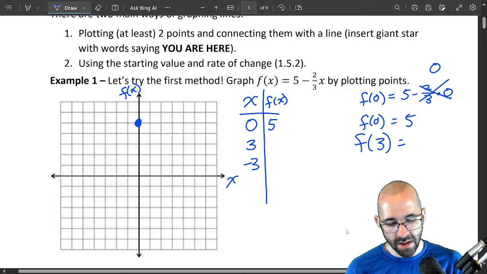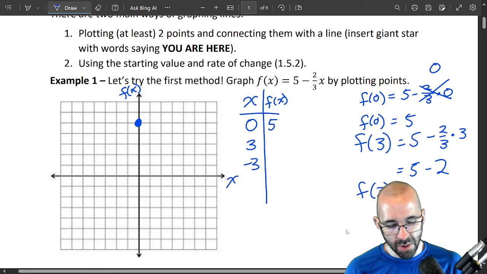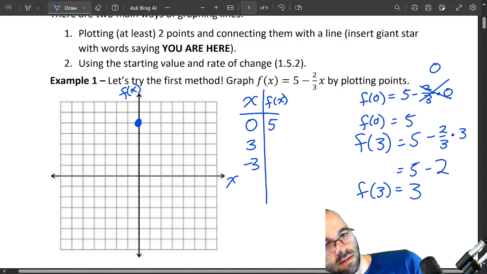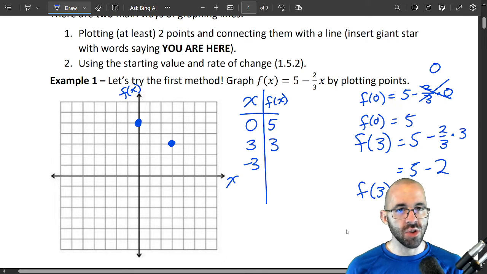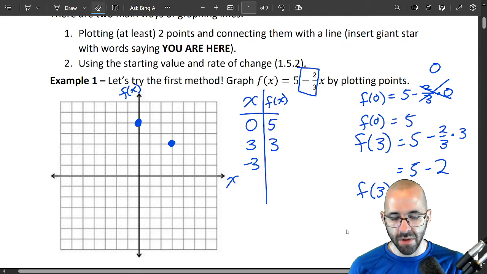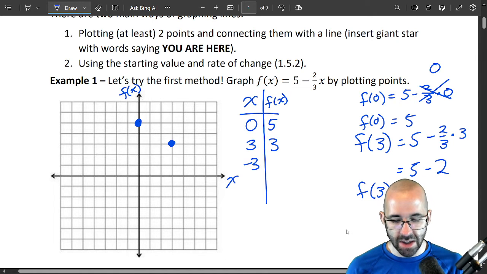So when we put 3 in, we get 5 minus 2/3 of 3. That's going to be 5 minus 2/3 of 3 is just 2. 5 minus 2 is 3. So we put 3 in, and we get 3 out. You can plot the point 3, 3. We'll talk more about this later, but this should make sense because when we talk about slope, the m value should be -2/3. Rise over run of down 2 and right 3. This is exactly what we did. We could check our answer by plugging in -3. And if you plug in -3, you're going to get +7.